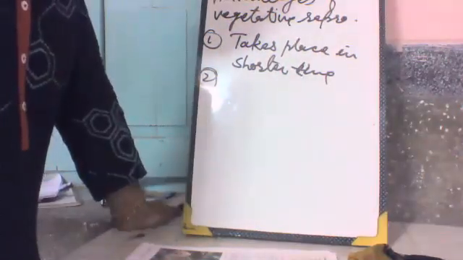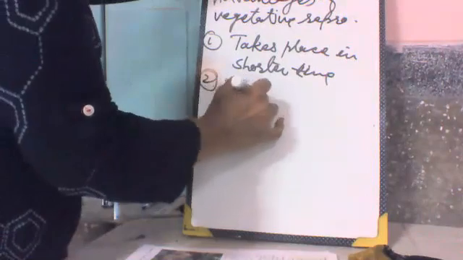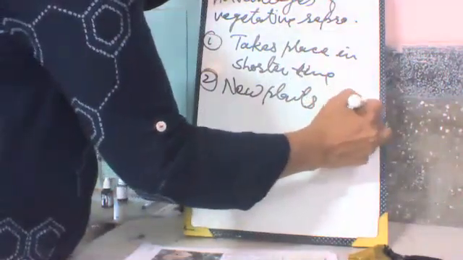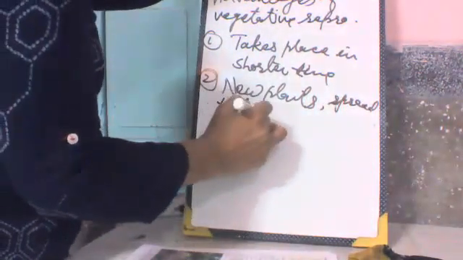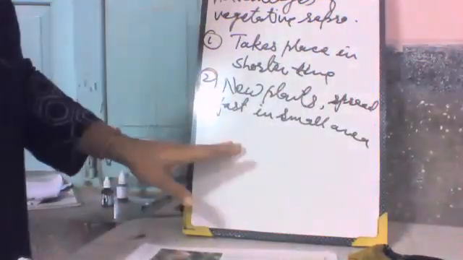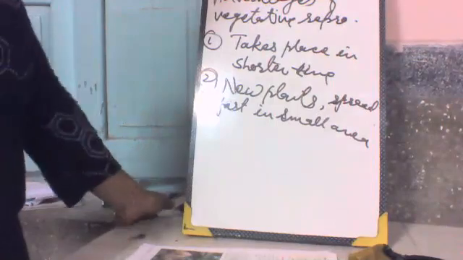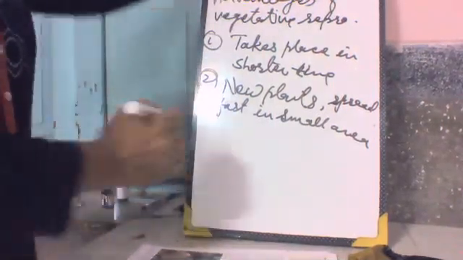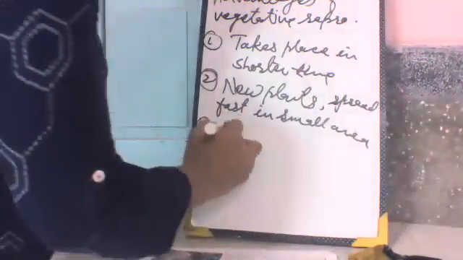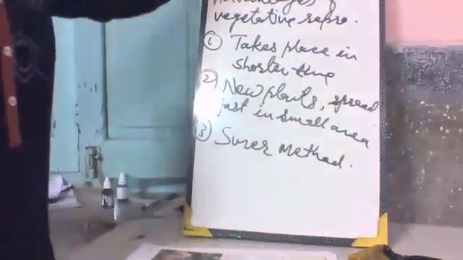New plants thus produced spread very fast in a small area, and it is a surer method of propagation. There is a surety of the growing of a new plant. It is a sure method. These are the advantages of vegetative reproduction.